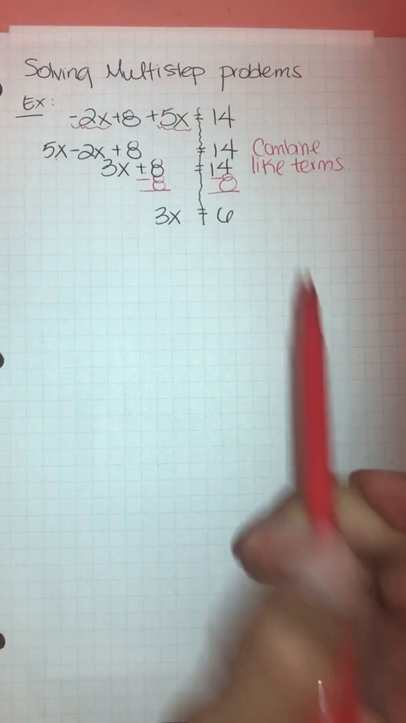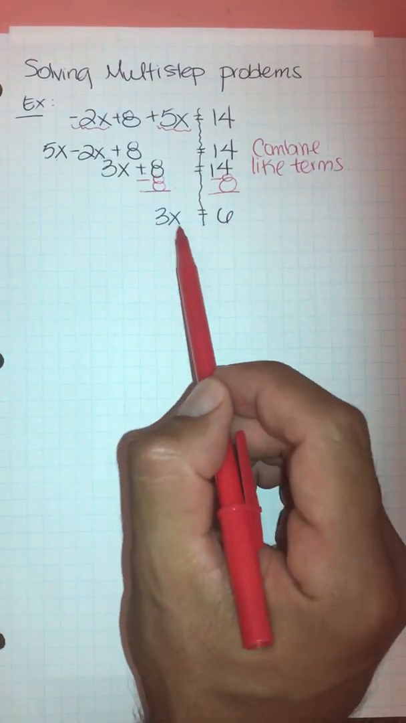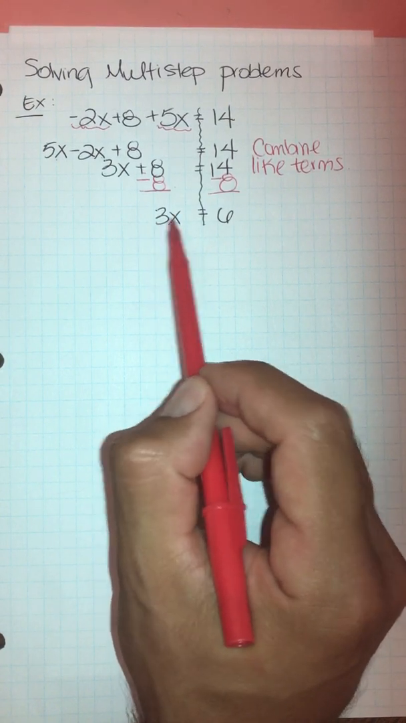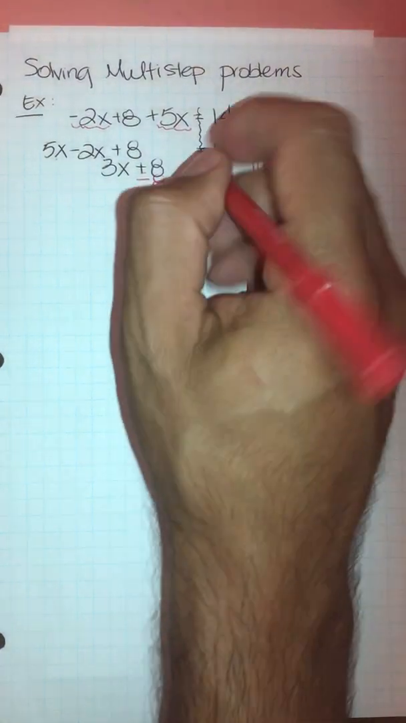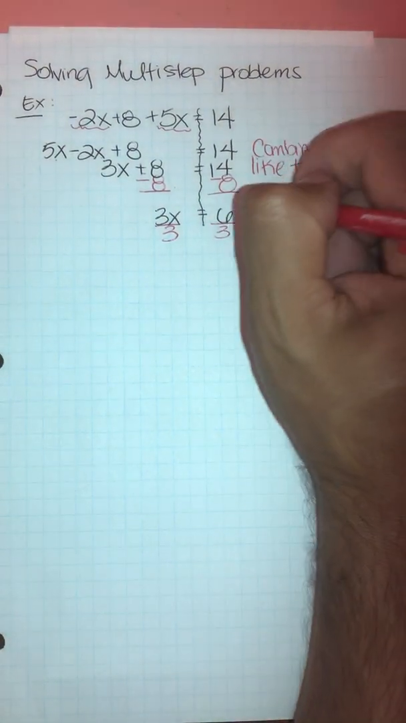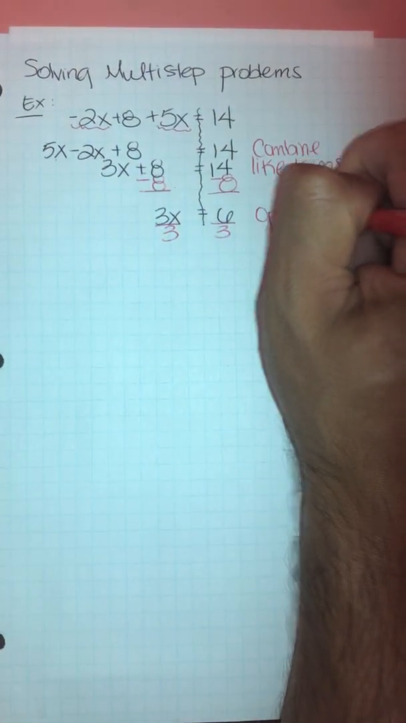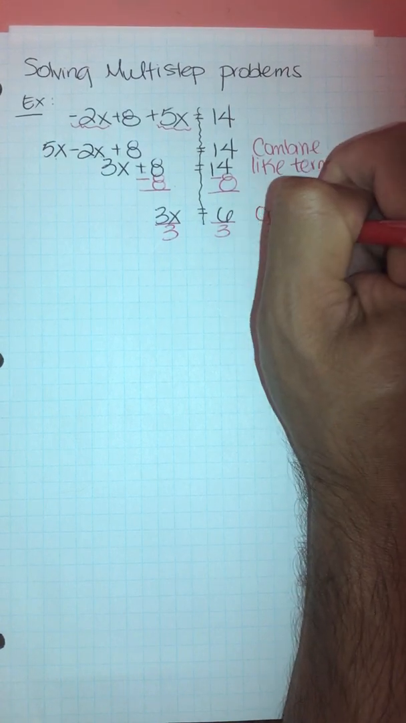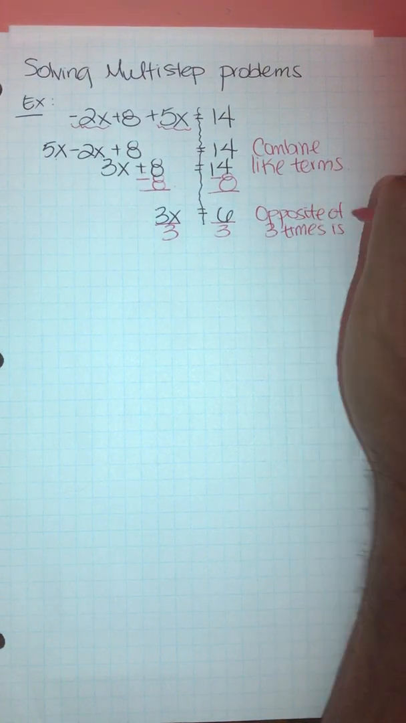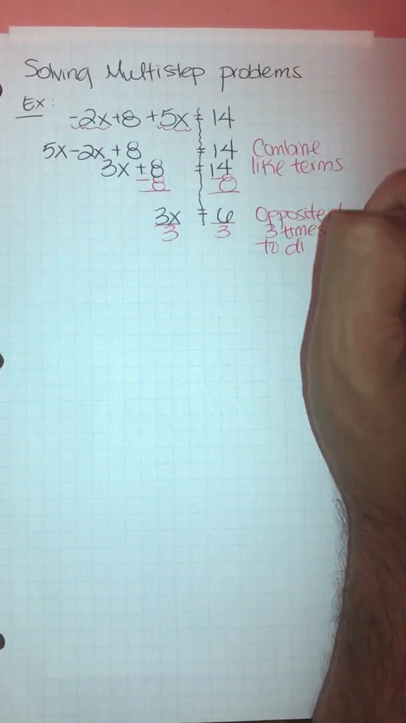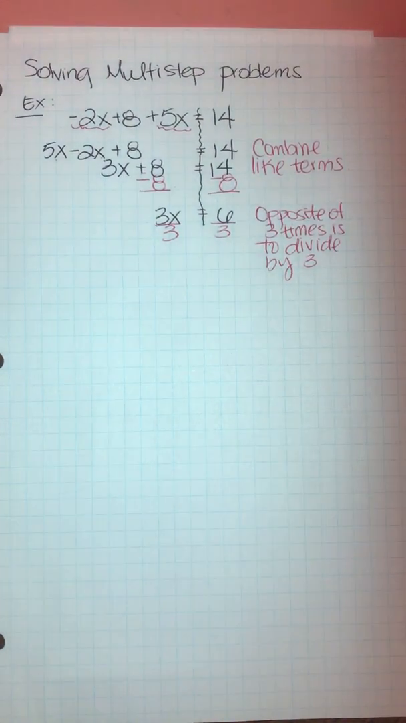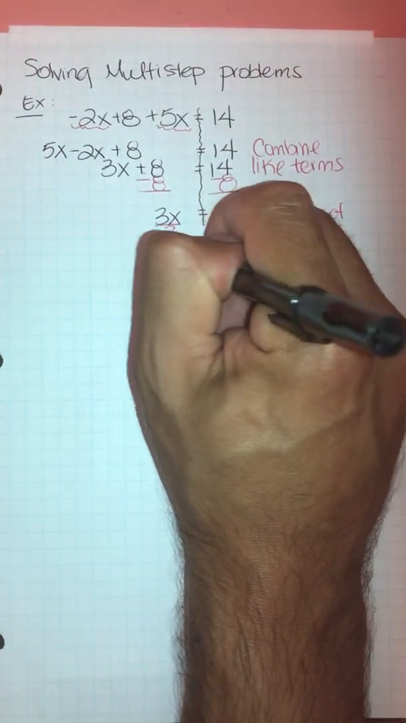Hopefully you remember, ladies and gentlemen, when these two are next to one another like that, they are being multiplied. This essentially says 3 times x. The opposite of 3 times x is x divided by 3. So let's go and divide both sides by 3. Opposite of 3 times x is to divide by 3. And hence we're going to be left with x equals 2.